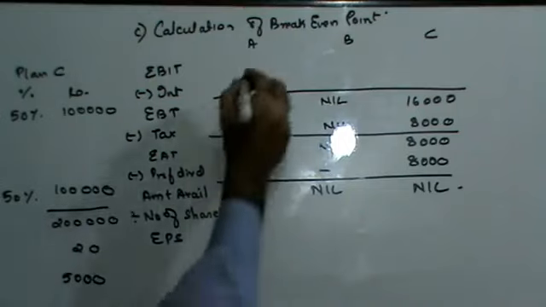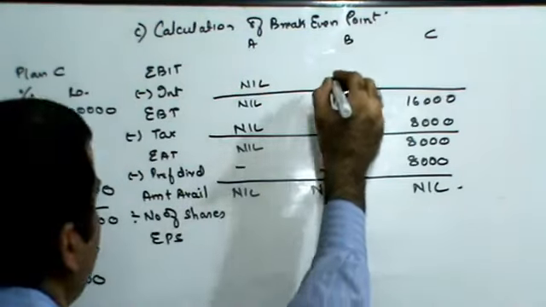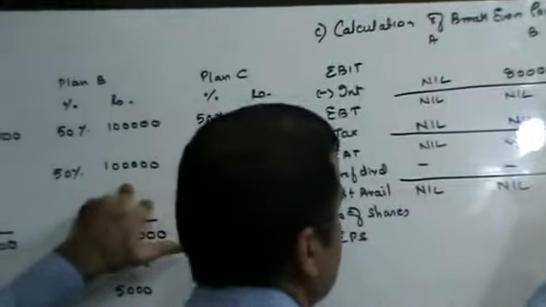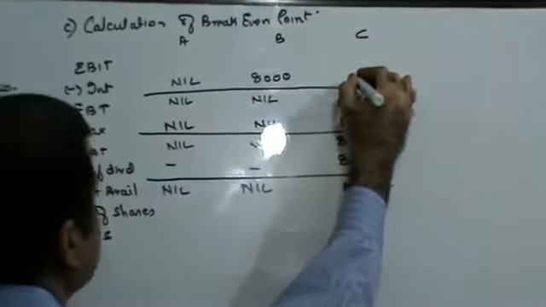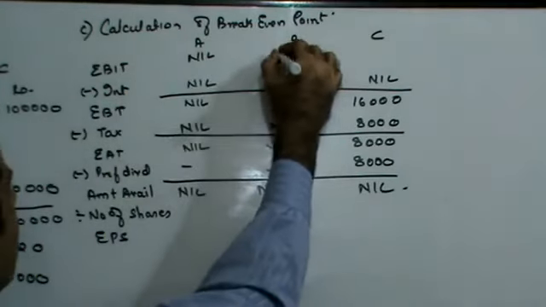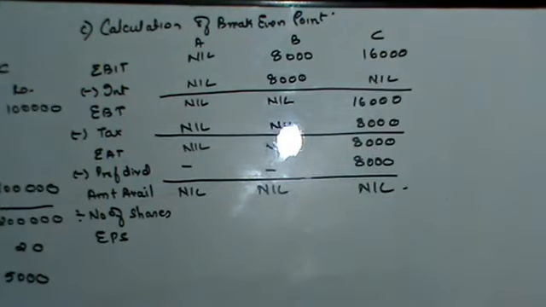Plan A has no debt, so interest will be nil. Plan B has a debt of 1 lakh and the cost of debt is 8%, so interest will be 8,000. And Plan C has no debt. So in that case, EBIT is nil. This has to be 8,000 and this has to be 16,000. Since the EBIT of Plan A is minimum, therefore it will be very easy for the businessman to achieve break-even point in Plan A. Hence, Plan A should be selected.